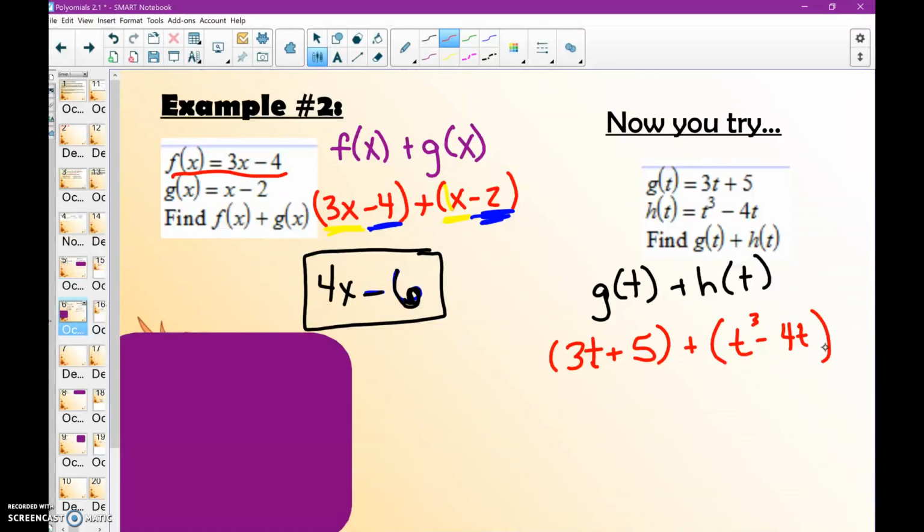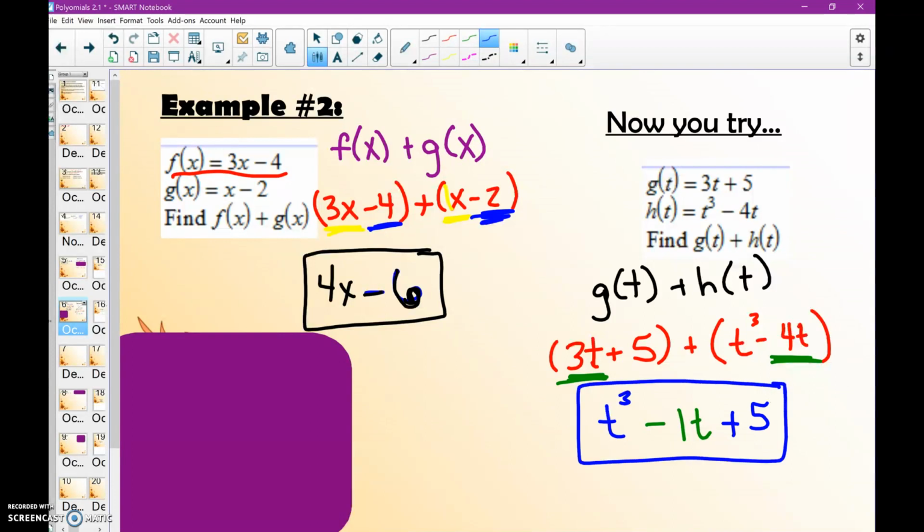All right. So let's start combining like terms. 3t, is there anything that has just a t connected to it? That would be this one. 3t minus 4t is negative 1t. Notice I'm putting it in the middle of the problem because it's probably going to end up being the middle term. And then I've got 5 and t cubed left over. Those don't have the same exponent, so they have to be written separately. T cubed is the highest one, so that's going to go in the front, and then just tack on the plus 5 at the end. And that should be my answer.